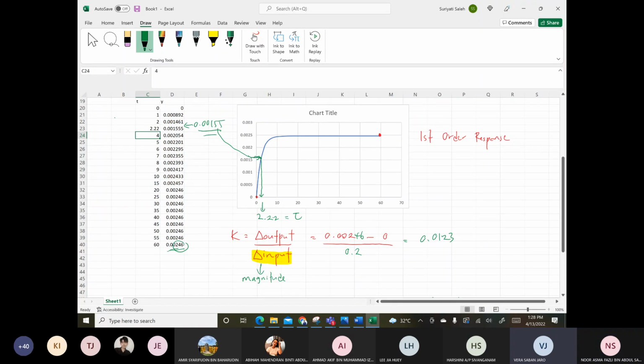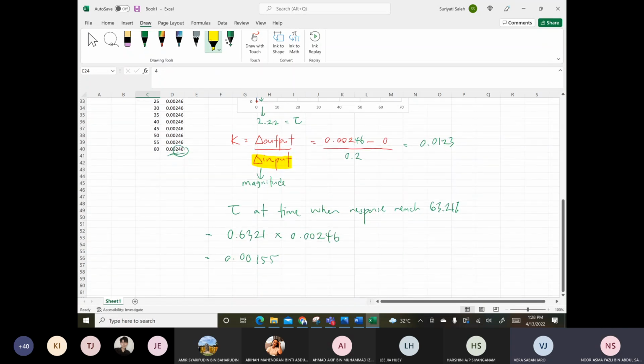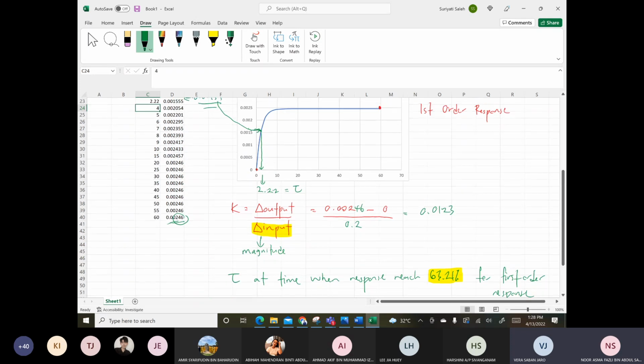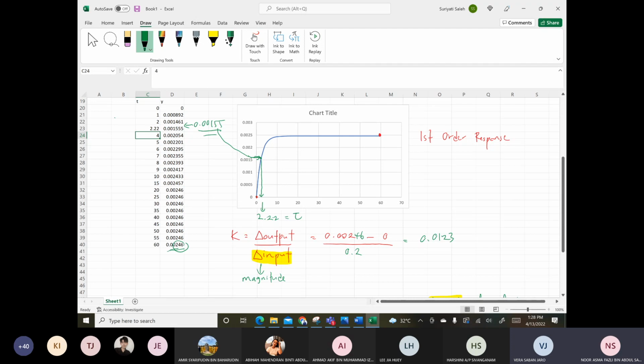So the tau can be obtained from the graph based on the following rules. This 63.21 is fixed, it is standard for first order response. As long as you have a first order response, you can use this information. So that is how to find the K and the tau from the graph. This is the added information for you.